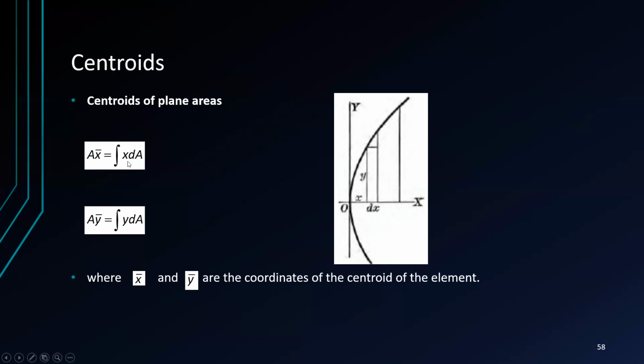So, A times bar x is equal to the integral of x dA. A times bar y is equal to the integral of y dA, where bar x and bar y are the coordinates of the centroid of the elements. Itong shape na to, anyan sa gitna niya yung centroid of area, pang center of gravity, na nakasentro yung area mo. Okay?